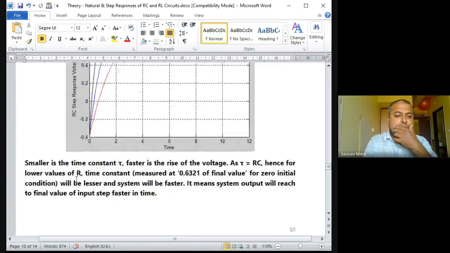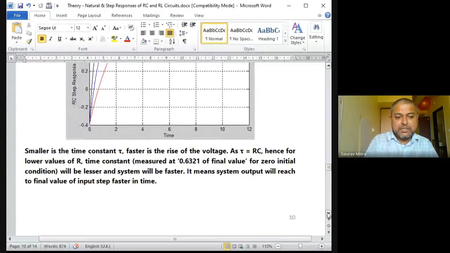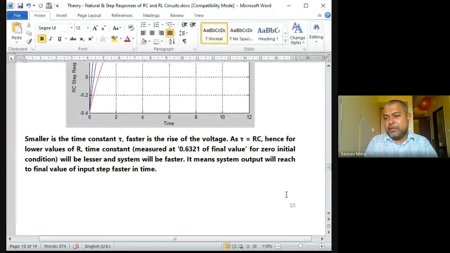So smaller is the time constant tau, faster is the rise time, faster is the rise of the voltage, as tau is equal to RC. Hence for lower value of R, keeping C constant, the time constant will be lesser. As time constant is lesser, waveform will be faster. It means that system output will reach the final value faster. So in the natural response, what was the final value? Final value was 0 because that was the steady state.